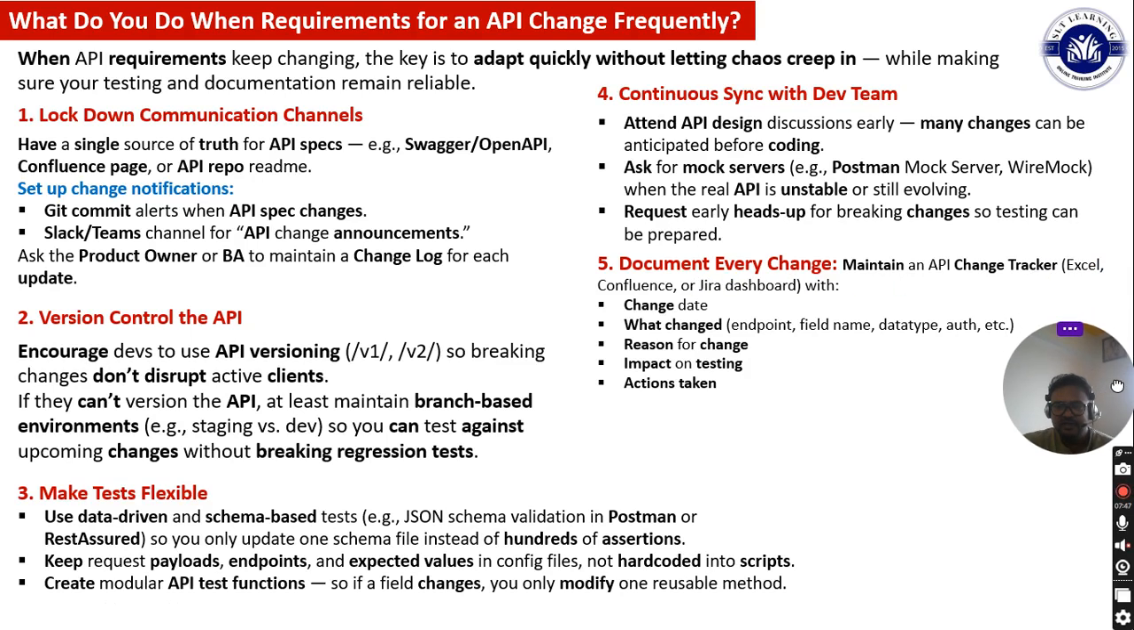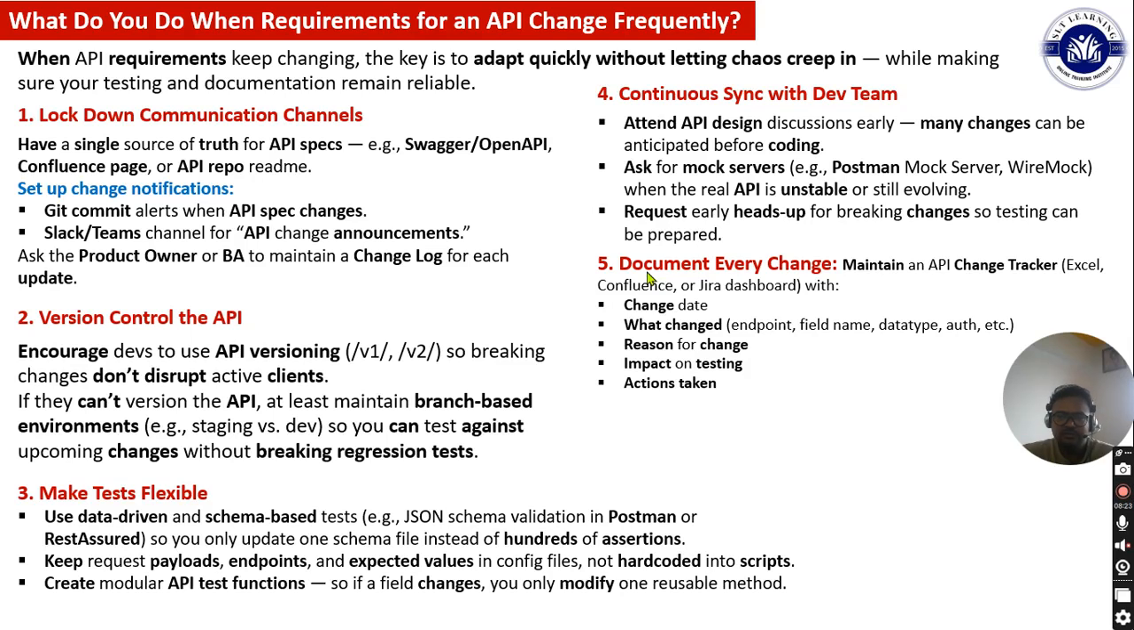Document every change. Maintain an API change tracker, Excel, Confluence page, or Jira dashboard where you record the change date, what changed, endpoint, field name, data type, authentication method, or something like that, the reason for change, the impact on testing, and the action taken. So this is the kind of thing you need to maintain from your side as a QA, because this will be helpful for you when any misunderstanding or miscommunication happens in your test case, or when you are raising a bug and this already changed and you need to update your test case. Then at that time you should refer to this information that you have created for yourself.